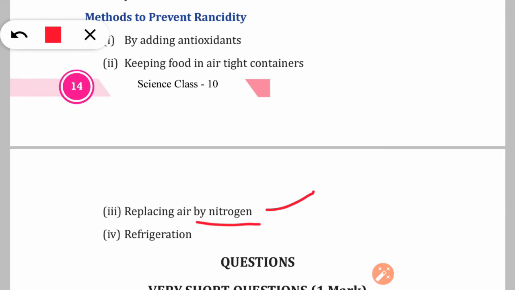rancidity is refrigeration. This is about chapter 1 of class 10th, chemical reactions and equations, in brief, which would help you for quick revision of this chapter.